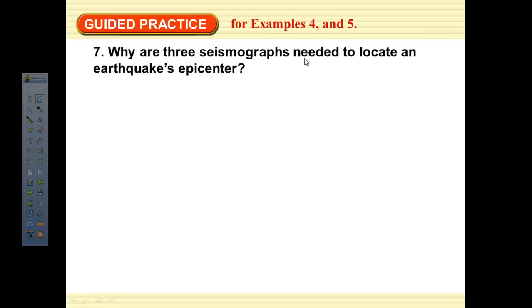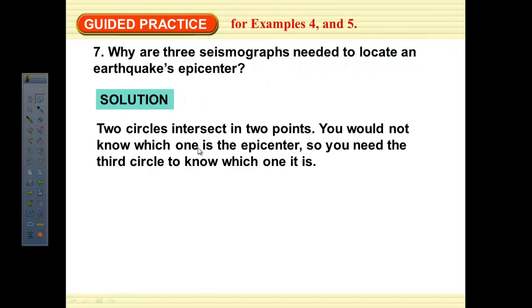And again, why 3 seismographs? The reason is 2 circles intersect in 2 points. We wouldn't know which one was the epicenter, so we'd need the 3rd circle. Okay?